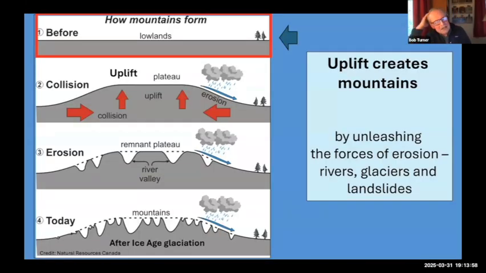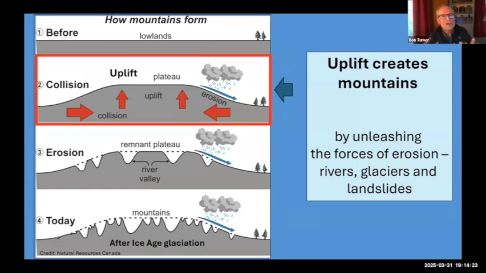Now, this is an illustration I'm just going to work through quickly that tries to simplify this and put it into a package. So imagine when we're at the top of the screen here, before this sort of collision zone, the subduction zone starts, and the continental margin, or the coastal area, is a lowland. And then collision starts, uplift begins and a plateau develops. And that unleashes the first of the big erosive agents. And that might be rivers, it might be glaciers, depending on the climatic situation.